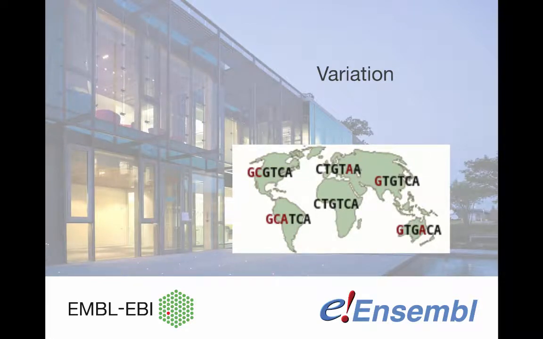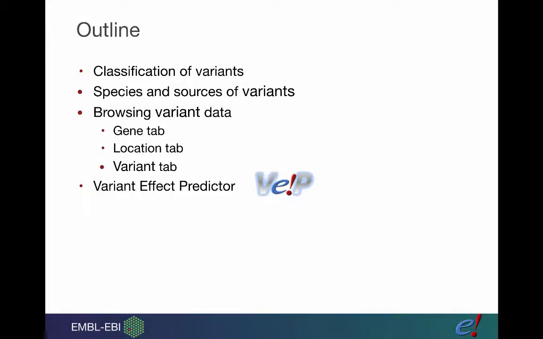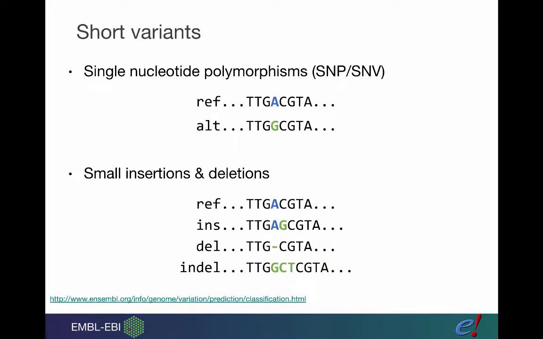So this is Emily Perry again, and in this next presentation we're going to be talking about variation data in Ensembl. I'm going to talk about how we classify variants, where we get the data from. We're going to have a look at the gene location and variant tab to see how you can find variants and information about them in Ensembl. And then finally we'll look at the variant effect predictor, or VEP.